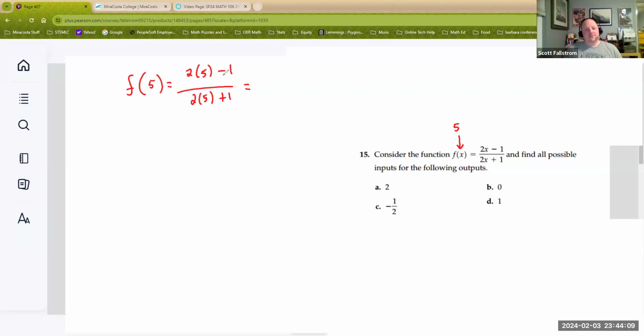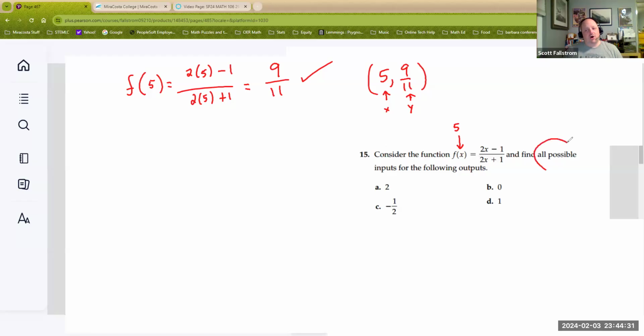2 times 5 is 10, so 10 minus 1 is 9, 10 plus 1 is 11, and that would be your answer for this one. That'd be the output. So if you were graphing that, it would be this point. This would be my x coordinate first and my y coordinate second.